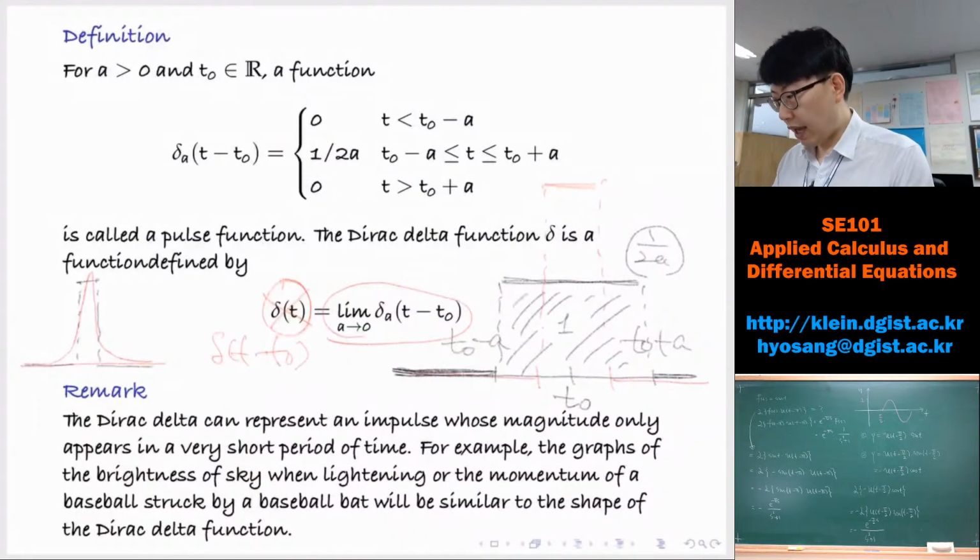So if a actually goes to 0, then everything is 0 except for t0. That's not the case we're actually considering. By this limit notation, we're assuming that a is very, very small, not actually equal to 0.